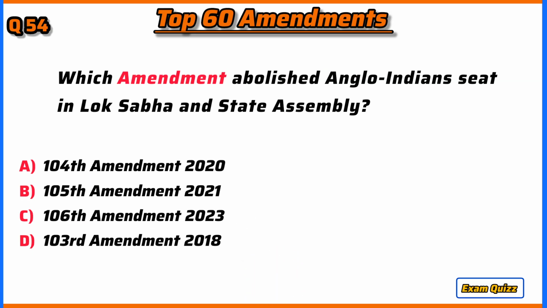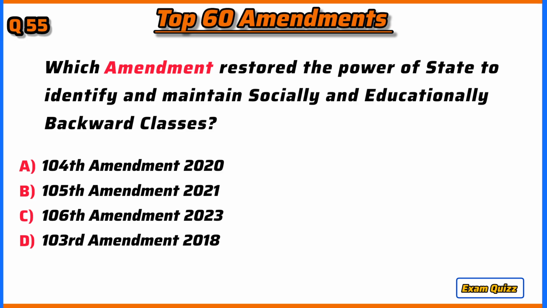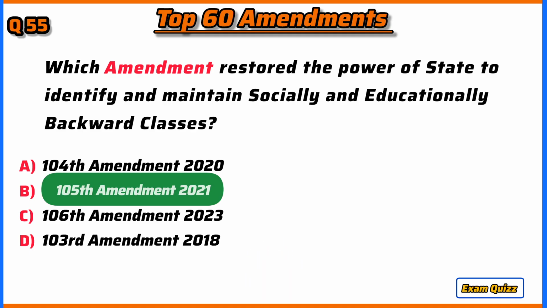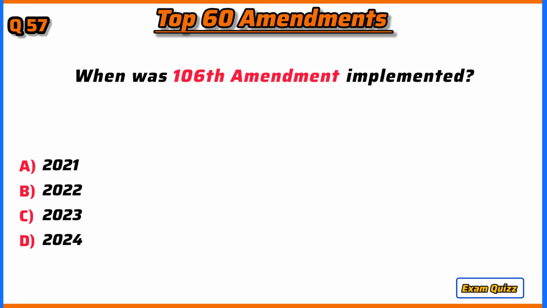Which amendment abolished Anglo-Indian seats in the Lok Sabha and State Assemblies? Which amendment restored the power of states to identify and maintain socially and educationally backward classes? When was the 105th Amendment enacted? When was the 106th Amendment implemented?